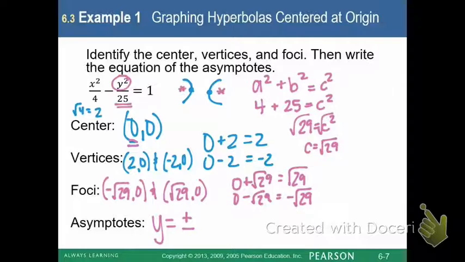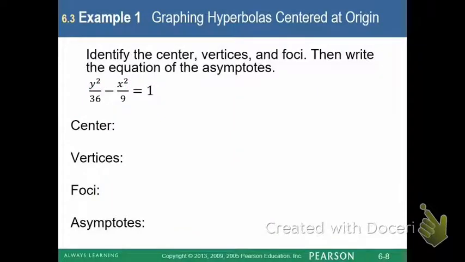So I take my square root of 25, which is 5. That's the rise part. The run I get from the x's. I look under the x's. Again, take the square root. That gives me 2. Okay, so I would be going up 5 units, right 2 units. So there is the equation of my lines.